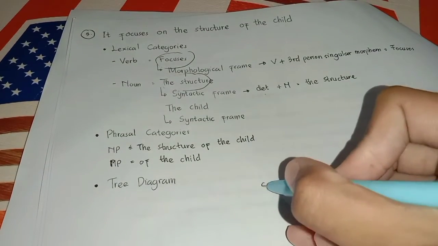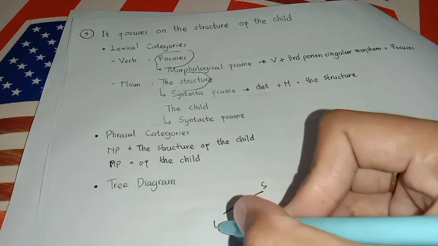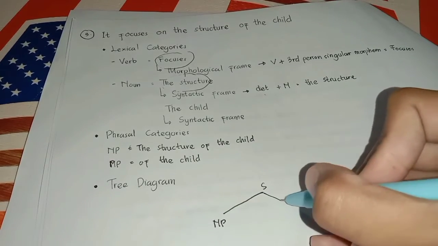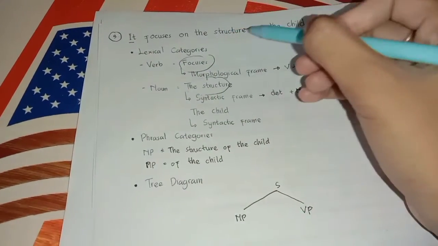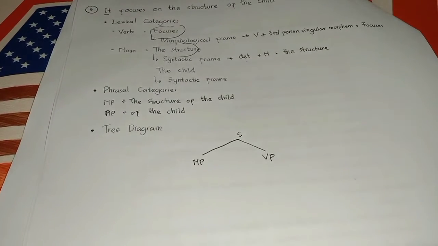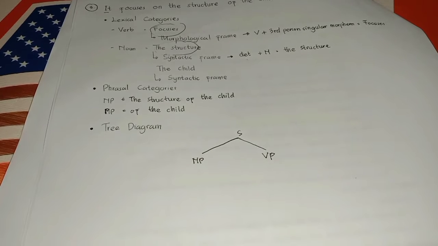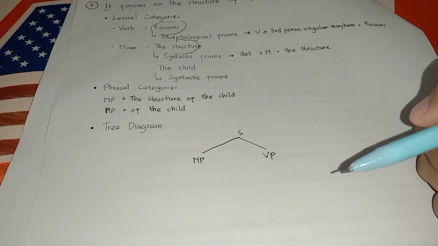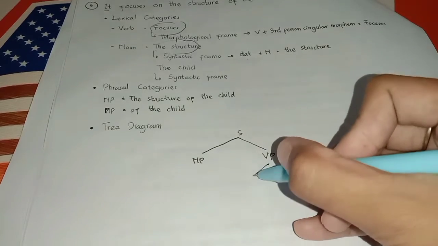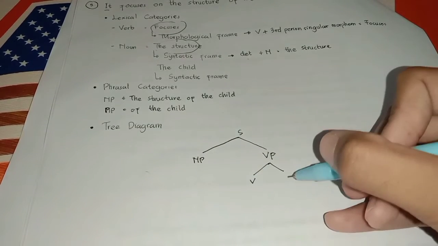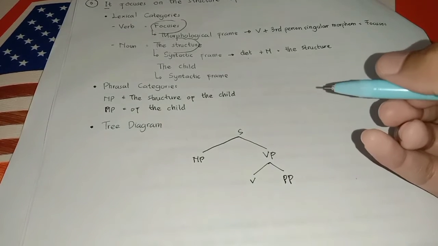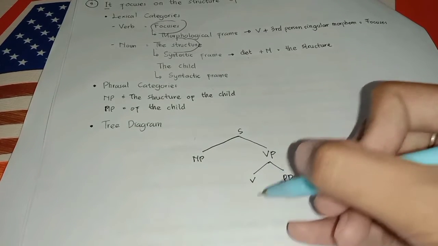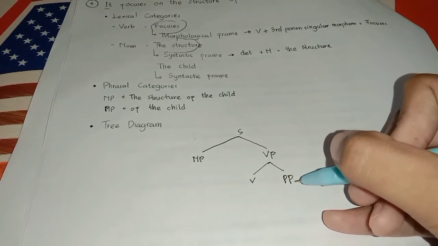As usual, the sentence always consists of noun phrase and also verb phrase. The noun phrase is "the structure of the child." Well, the verb phrase is long enough so that we are able to divide it into some elements. The first one is verb, the second one is prepositional phrase. The verb is "focuses," the prepositional phrase is "on the structure of the child."